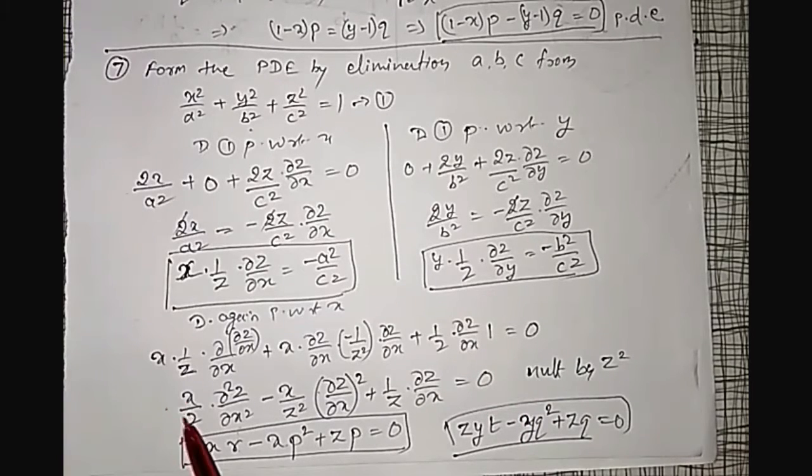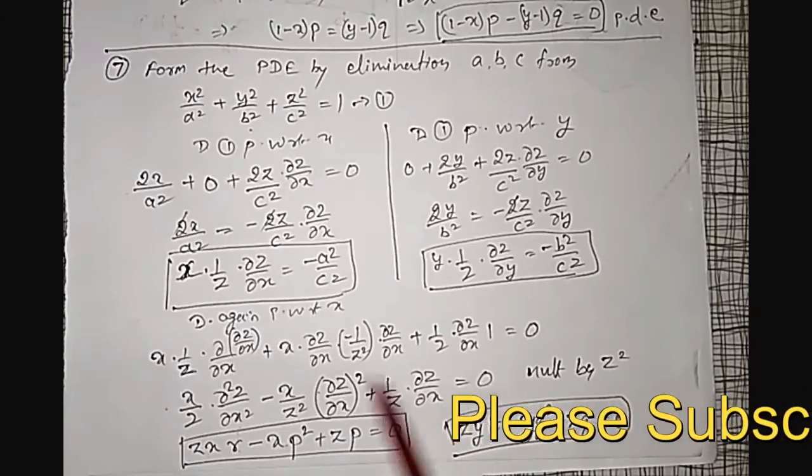Simplifying this, x divided by z into dou square z by dou x square, minus x divided by z square into dou z by dou x the whole square, plus 1 by z into dou z by dou x equal to 0. And this is our required PDE.